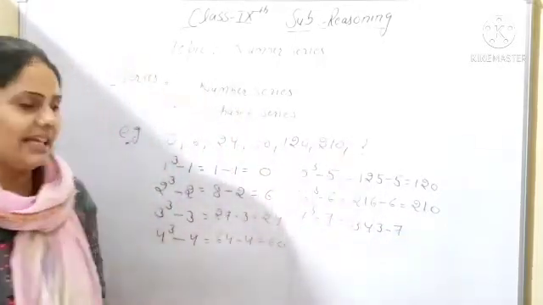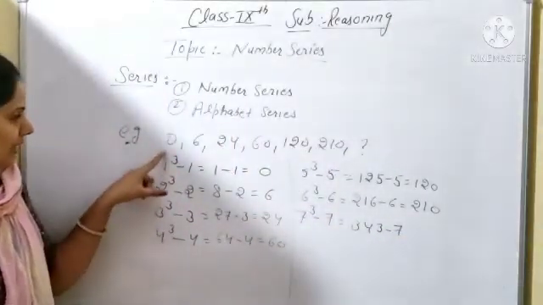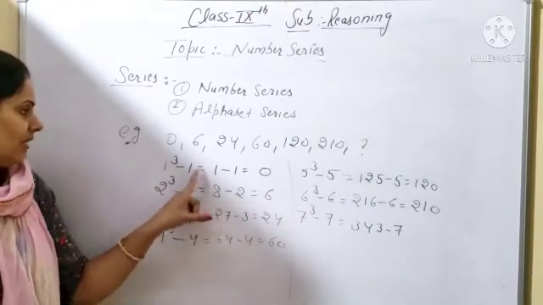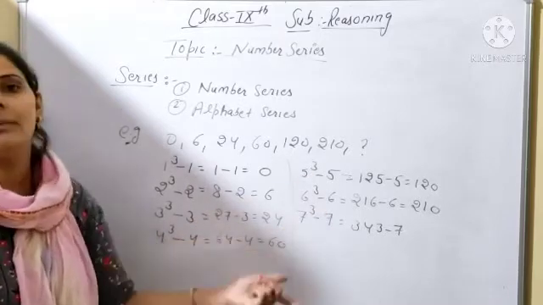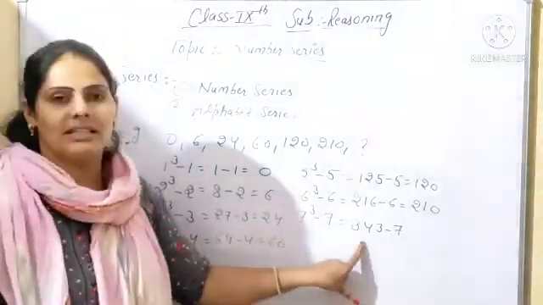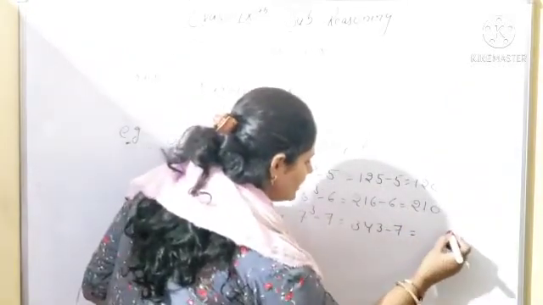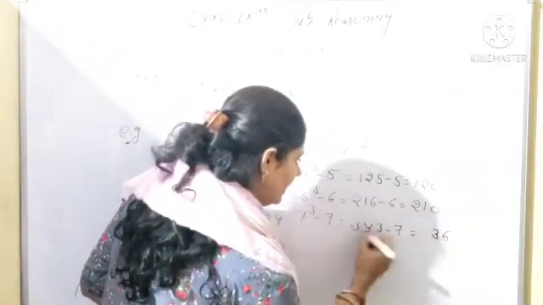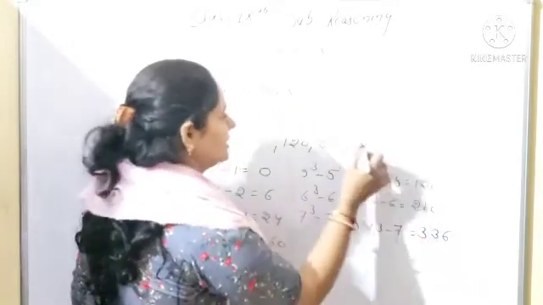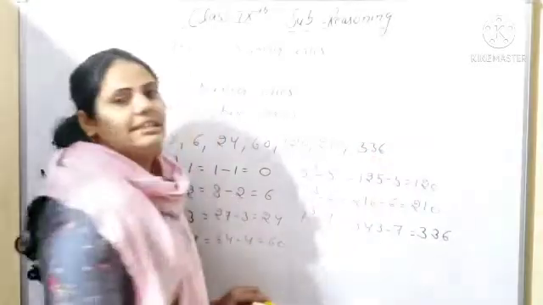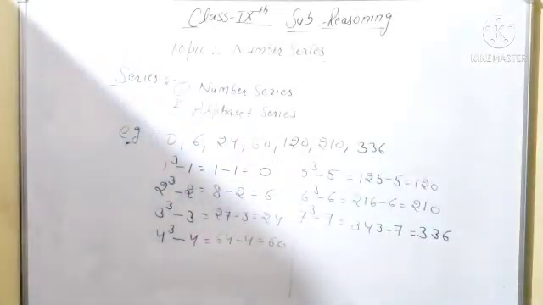Clear? 7 cube. Next pattern, because you are following 1 cube, 2 cube, 3 cube, 4 cube, 5 cube, 6 cube. So next will be 7 cube. 1, 2, 3, 4, 5, 6, so what will be next? 7. So 7 cube will be 343 minus 7. So you will subtract. What will you get here? 336. So what will come at the place of question mark? It will be 336. Is it clear? 336.